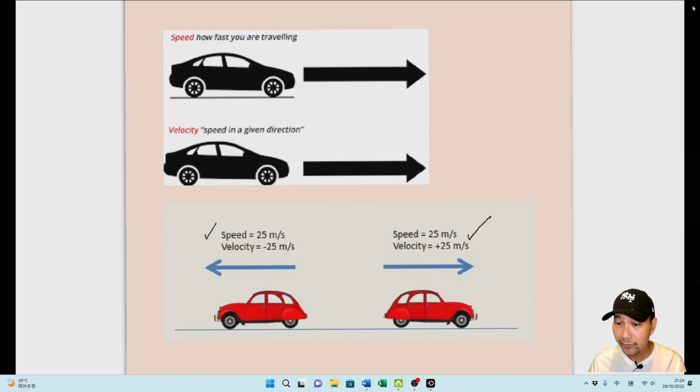However, for velocity, right hand side is positive. That's why it is positive 25. If the car goes to the left hand side, it is negative 25.